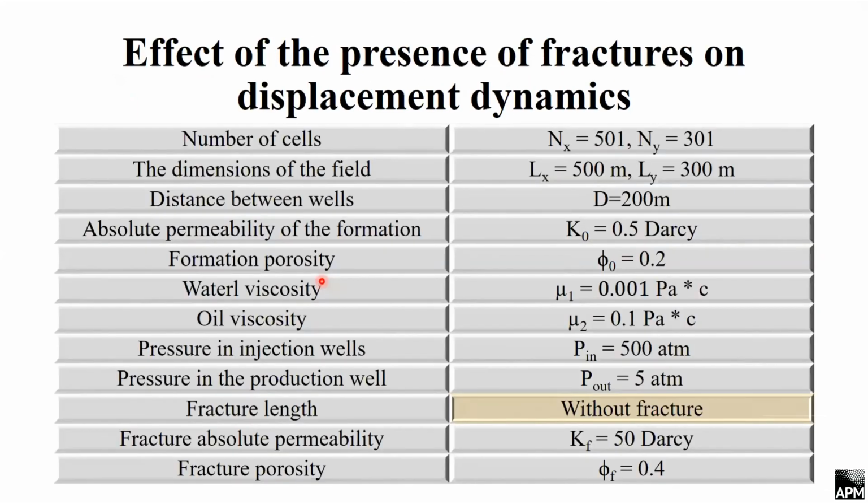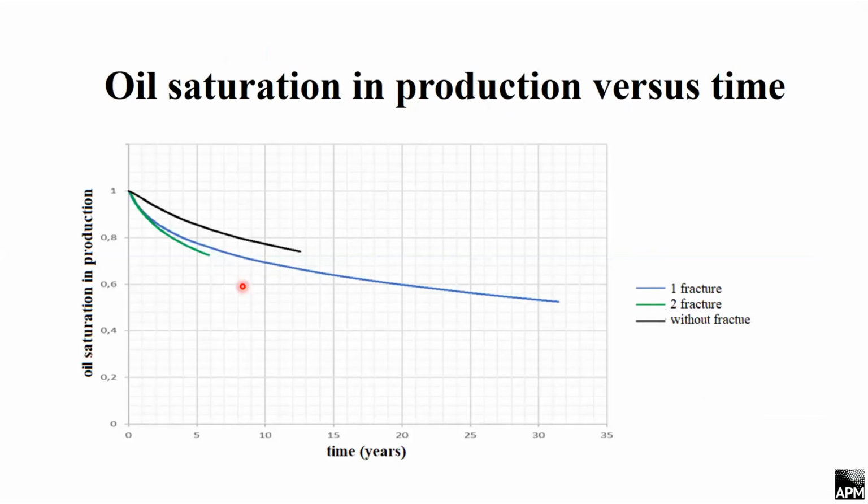And the last calculation is when the hydraulic fracture is absent. So here we can see the comparison for 3 cases, with fracture 1, 2, and without fracture. Here we can see that the quality of production for cases of 1 and 2 fractures does not differ significantly, but it's much better for absence of fracture.